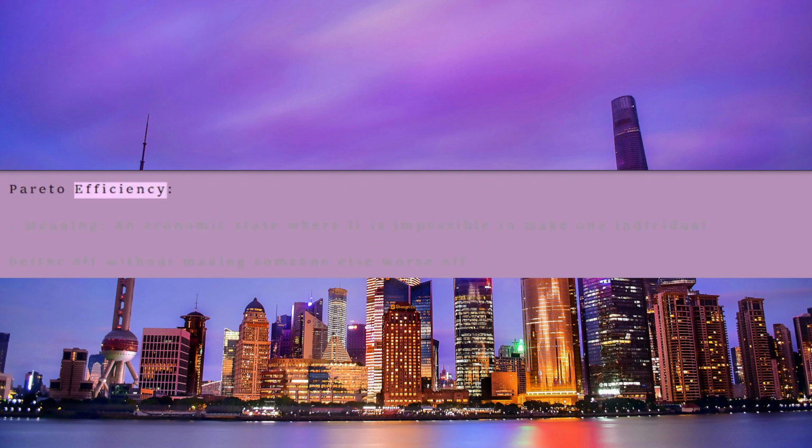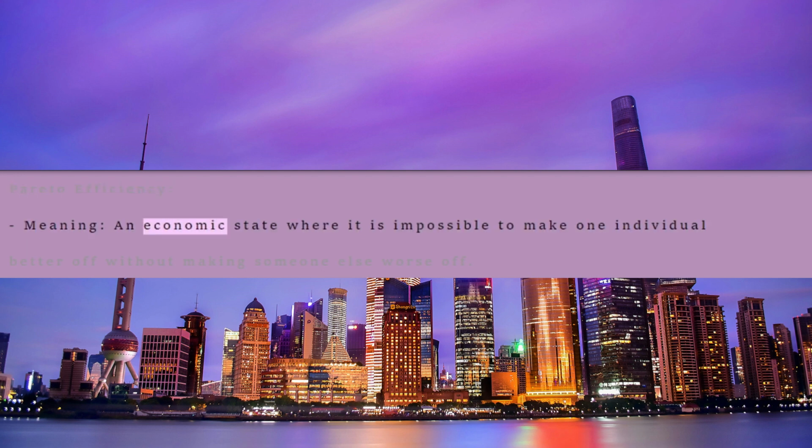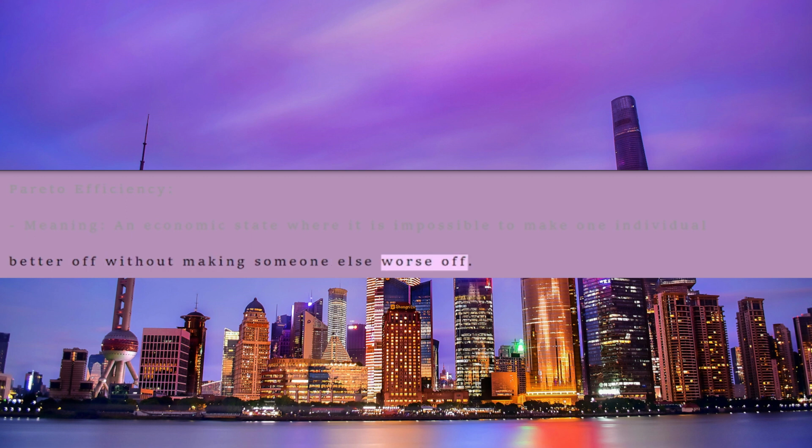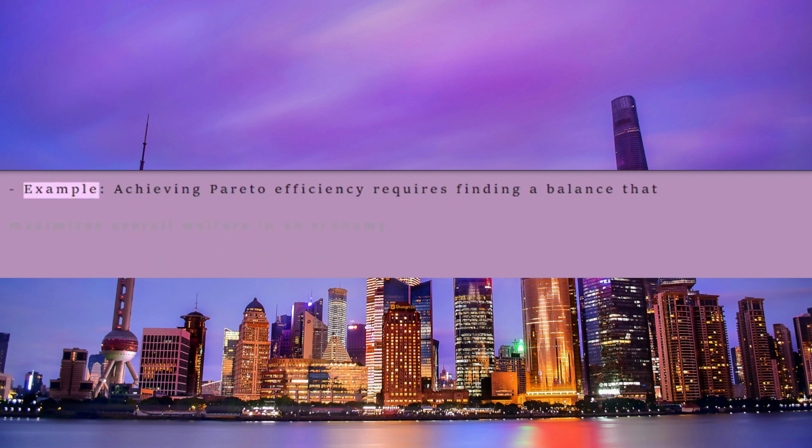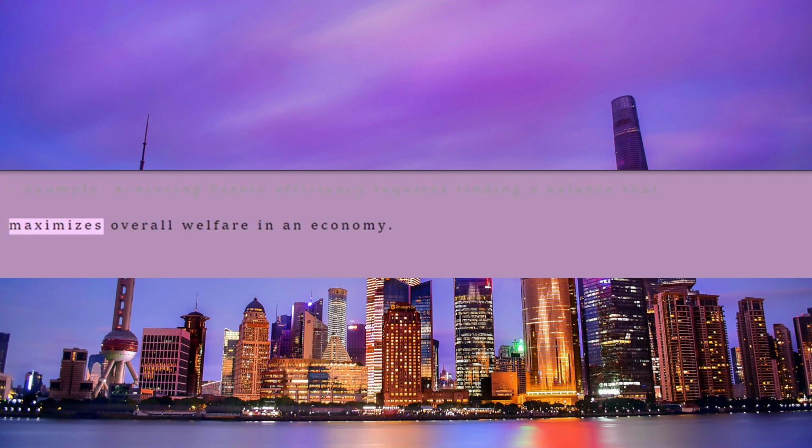Pareto efficiency, meaning an economic state where it is impossible to make one individual better off without making someone else worse off. Example, achieving Pareto efficiency requires finding a balance that maximizes overall welfare in an economy.